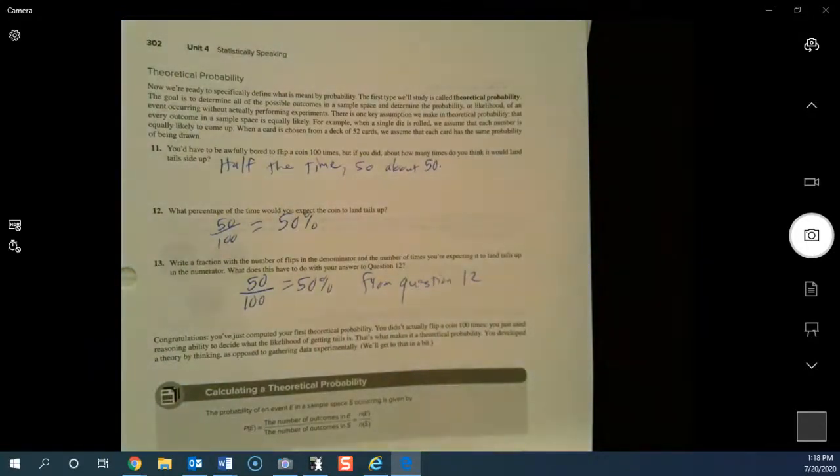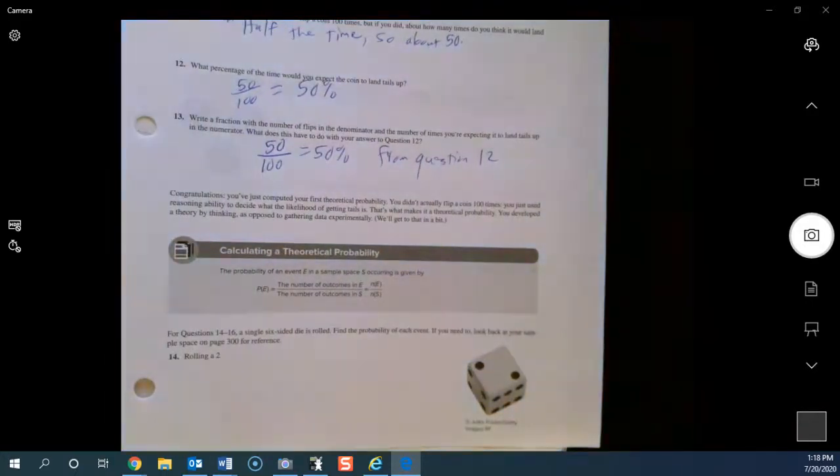Okay, now we have down here where it says calculating theoretical probability, but let's read what it says above it. It says, congratulations, you just computed your first theoretical probability. You didn't actually flip a coin 100 times. You just used reasoning ability to decide what the likelihood of getting tails is. That's what makes it a theoretical probability. You developed a theory by thinking as opposed to gathering data experimentally. We'll get to that in a bit.